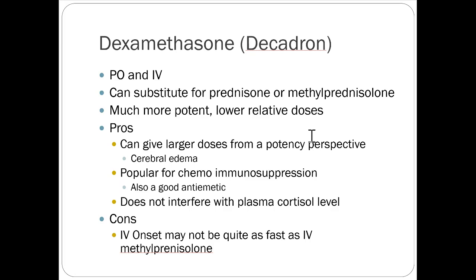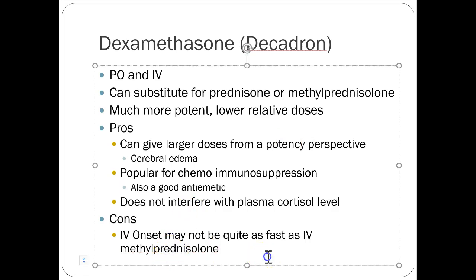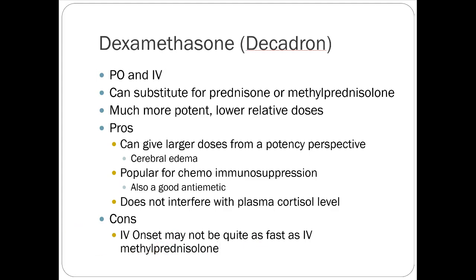Dexamethasone is really popular for chemotherapy and immunosuppression. It also has good antiemetic properties as well, so you get a double bang for your buck there. It doesn't interfere with plasma cortisol levels, so you can give somebody dexamethasone and still check a cortisol level to see if they're producing any. Cons, the IV onset's not quite as fast as IV methylprednisolone. Sorry, typo here. Prednisolone. So that's probably the only downside to it. Otherwise, it's a nice drug that's used quite frequently, both in its IV and oral forms.